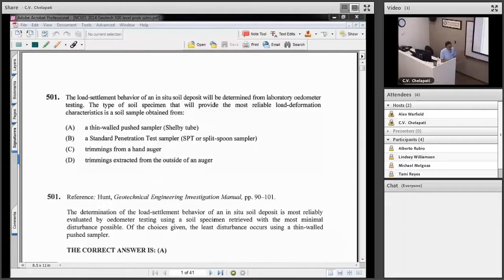But you look at the standard penetration test sample, that has a lot of energy and it doesn't give you a good quality sample. Trimmings from a hand auger, that's already loose material. It's very messed up and you can't really get good samples from that. And trimmings from the outside of an auger, that's the junk that comes up from the outside of the auger. It's all disturbed. The thin wall push sample, the Shelby tube, has a very thin wall and is pushed into the ground. So when you extract it, you get a fairly undisturbed sample. That should be the most reliable type of test. So A.